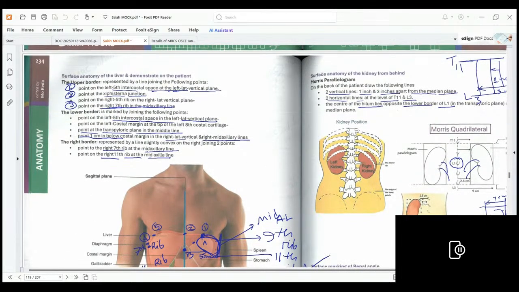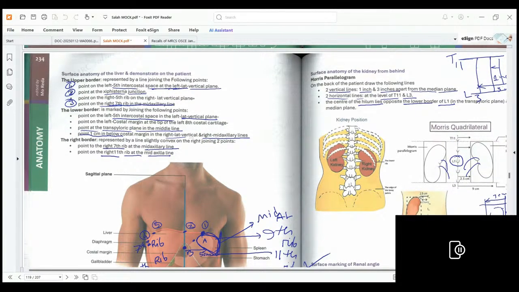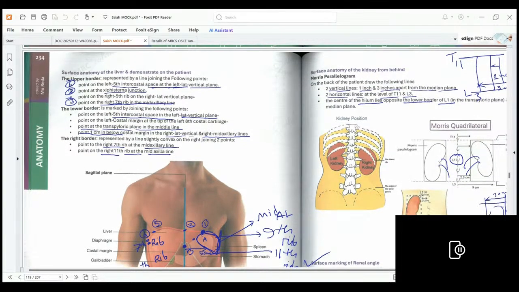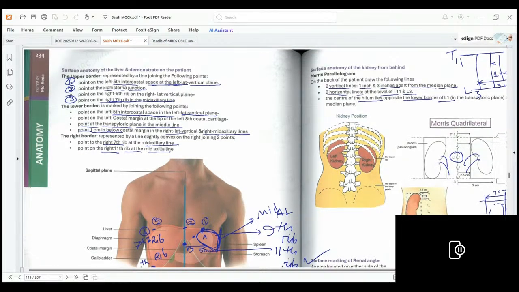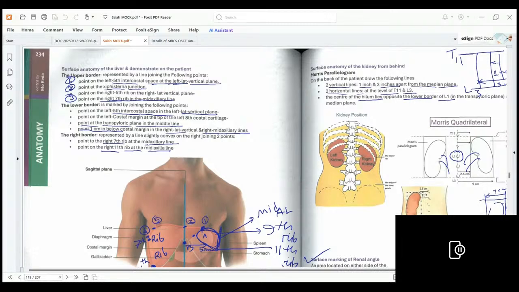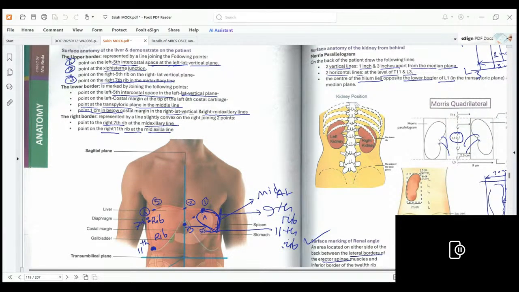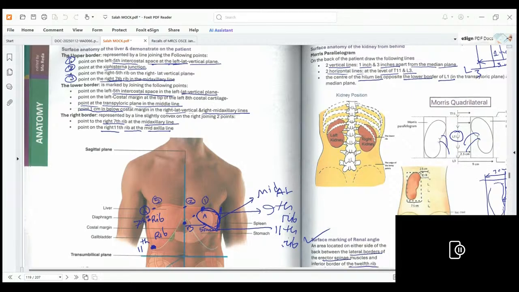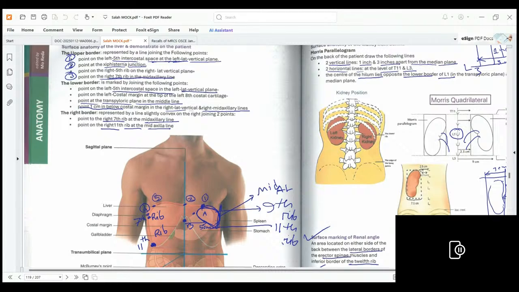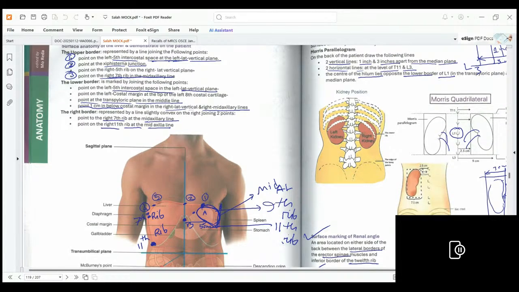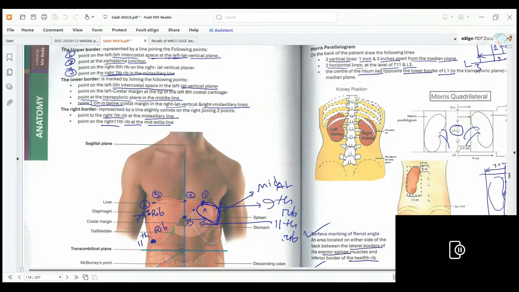A point on the left fifth intercostal space in the left lateral vertical plane. A point on the left costal margin at the tip of the eighth costal cartilage. And a point at the transpyloric plane in the midline. Then the fourth point is the transpyloric plane.